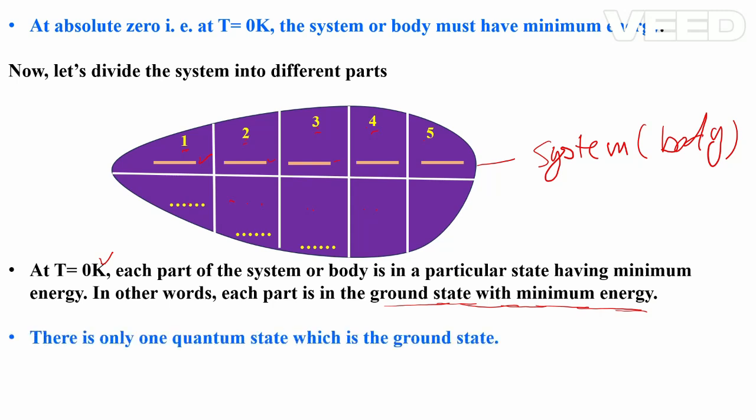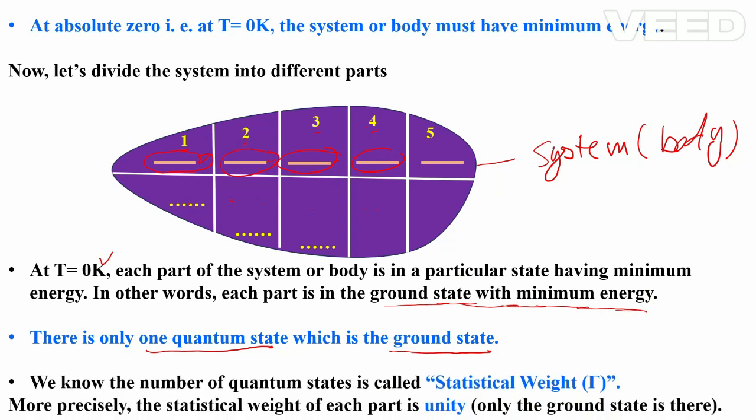So we can see in this figure that there is only one quantum state, and that quantum state is the ground state. There is only one quantum state in the first part, second part, third part, and so on. So in all parts of the body there is one quantum state, which has minimum energy and is called the ground state. We know the number of quantum states is called statistical weight. More precisely, the statistical weight of each part in this case is unity, and this is happening only when T is equal to 0 Kelvin.